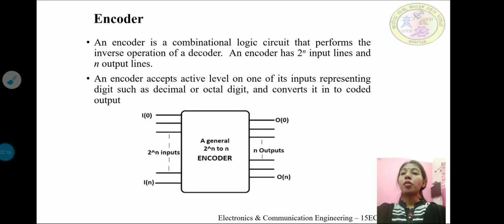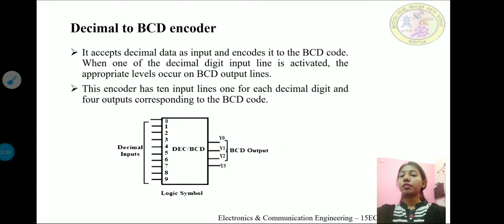The block diagram of the 2 power n to n encoder is as shown in this diagram. If the number of output lines is 2, the number of input lines is 4 and the encoder is represented as a 4 to 2 line encoder. The input for the encoder is digits. It may be decimal, octal or hexadecimal digits, and the output obtained will be in binary form or in BCD form. Next we will see the working of the decimal to BCD encoder.